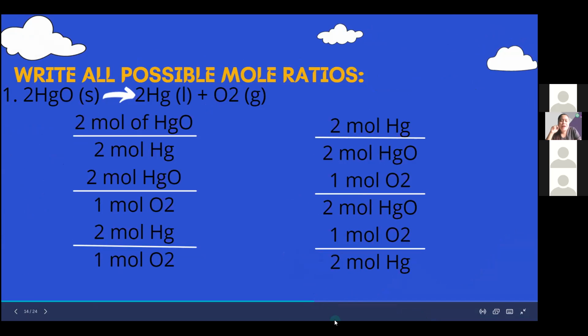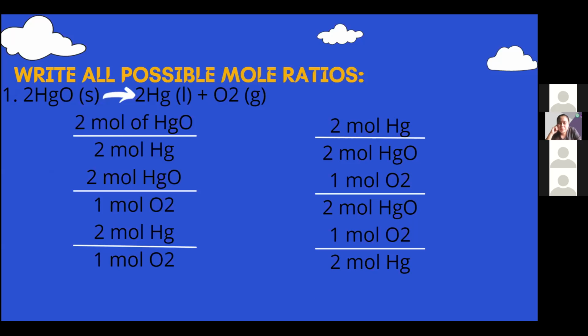Ayan, write all the possible mole ratios. You just have to enumerate everything, class, that can be partnered in the equation, ha? Yun lang talaga yung gagawin natin. But you have to make sure first that the equation is already balanced.